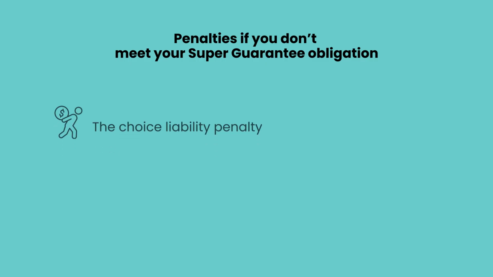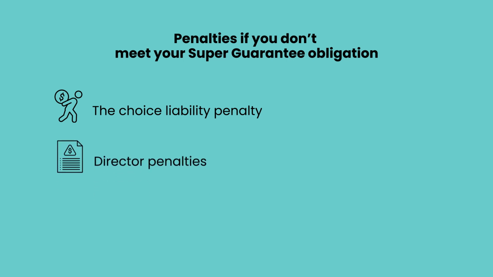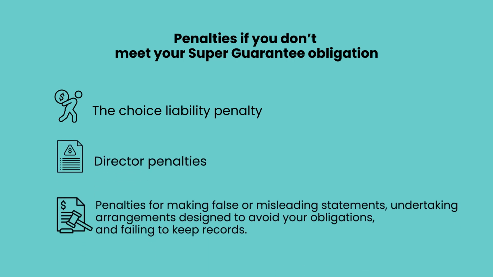If you don't pay the super guarantee charge and submit the charge statement for a missed quarter by the due date, you'll be liable for a penalty of up to 200% of the amount of the super guarantee charge. There are also a range of penalties if you don't meet your super guarantee obligations in general, including the choice liability penalty, director penalties, and penalties for making false or misleading statements, undertaking arrangements designed to avoid your obligations, and failing to keep records.